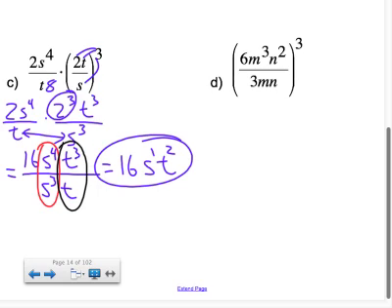16s t squared. All right. Part D looks a little more complicated.